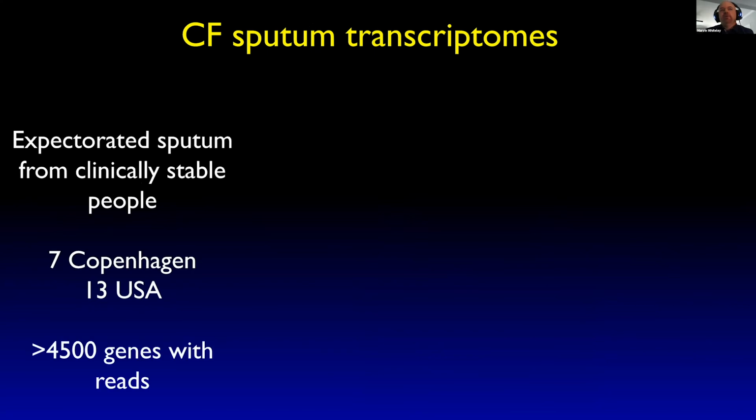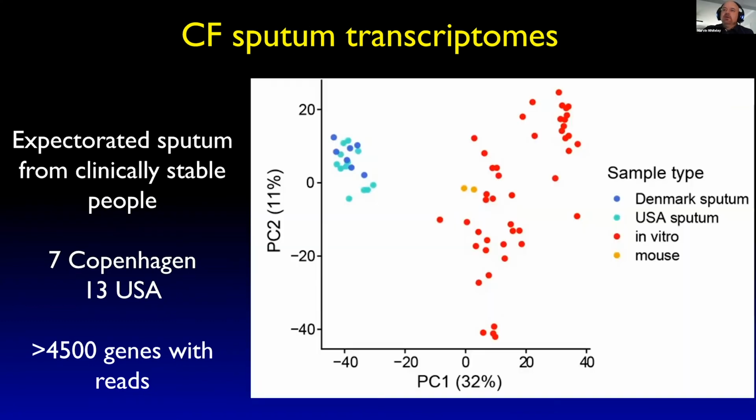And we sequenced these incredibly deeply. In every one of these, we had over 4,500 Pseudomonas genes that had reads. So these are very deep and very comprehensive. And this is just a PCA plot, a principal component analysis. I don't think this is that informative, but I showed it to you because here are in vitro mouse samples on this principal component. You can see they separate, and here are the Denmark and US samples. So they cluster fairly well.